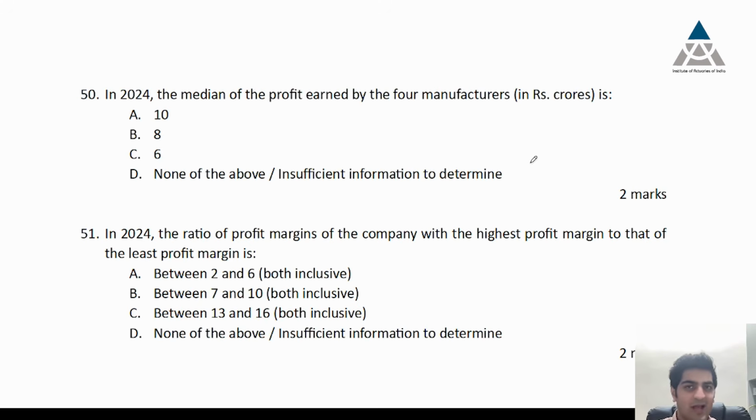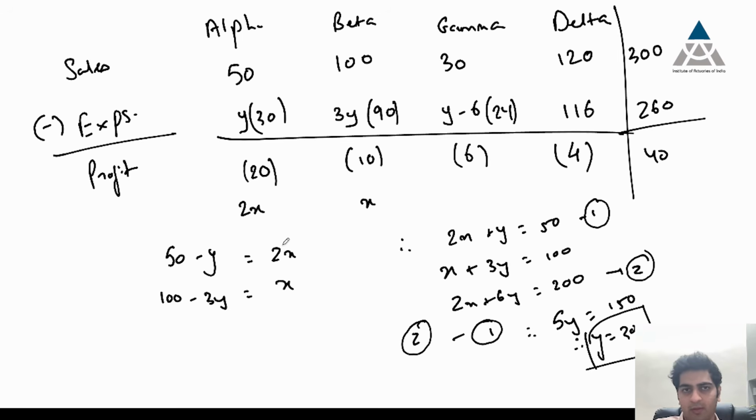And now we move to the last question of this particular diet, that is, in 2024, the ratio of profit margins, they have explained it in the question, what is profit margin. The ratio of profit margins of the company with highest profit margin to that of lowest profit margin is, and they have given all of these options. So let's try and calculate the profit margins for all 4 of them.